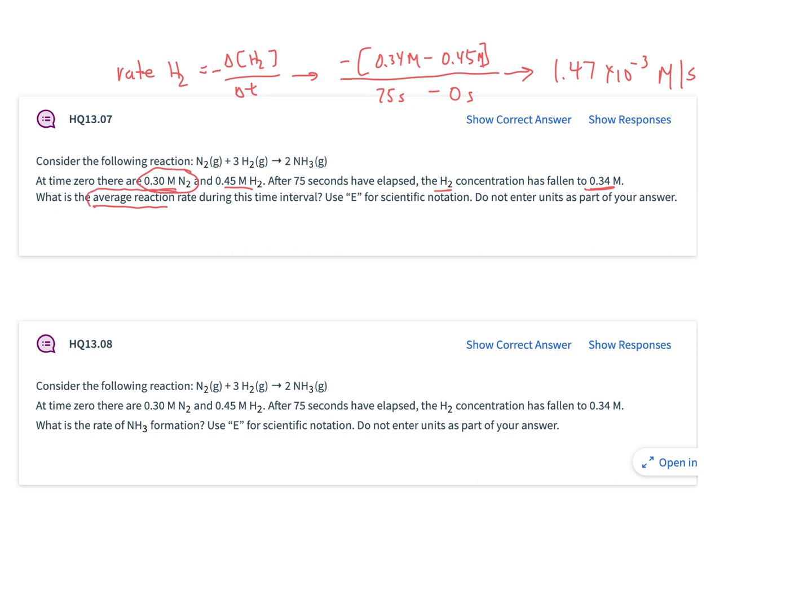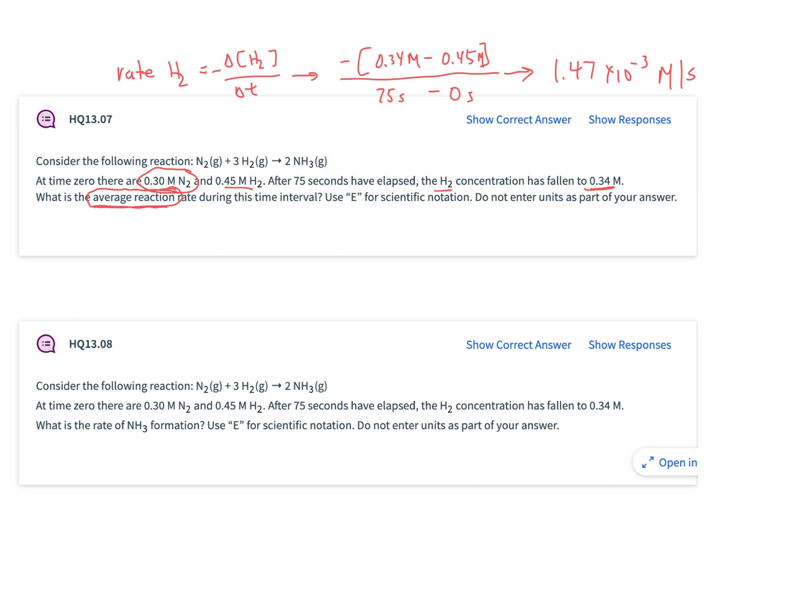To find the average reaction rate, for that, we would have to use the coefficient because, again, the relative rate will be different for nitrogen, hydrogen, and ammonia. They would all have different rates because they all have different coefficients. So they would be disappearing and appearing at different rates.